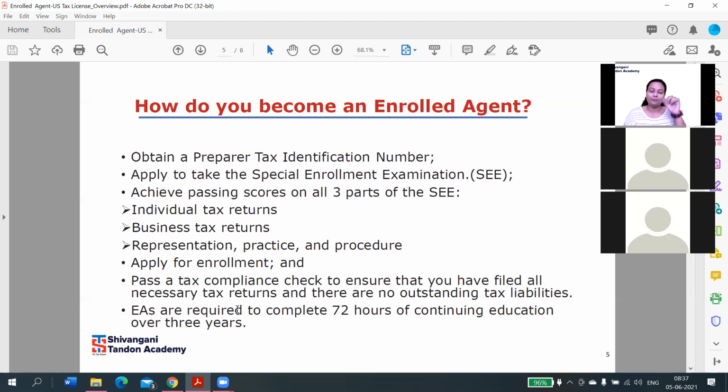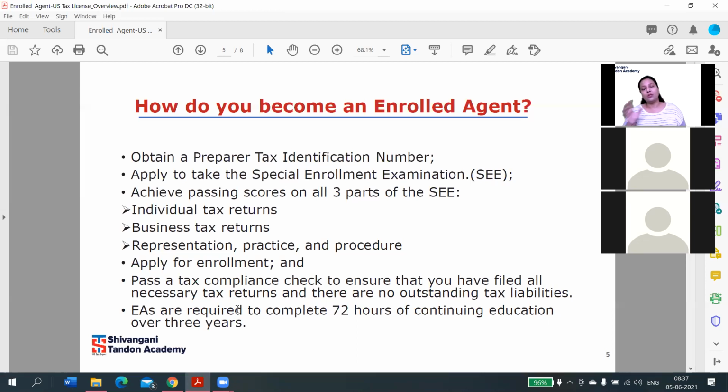So how does this work? This is basically 72 hours of webinars you have to do. We all know that tax laws change every year, and you are renewing your license every 3 years. So how would you tell the IRS that you are updated with the present tax law and competent with all the rules applicable for current years? How can the IRS track it? This is the way they will track.